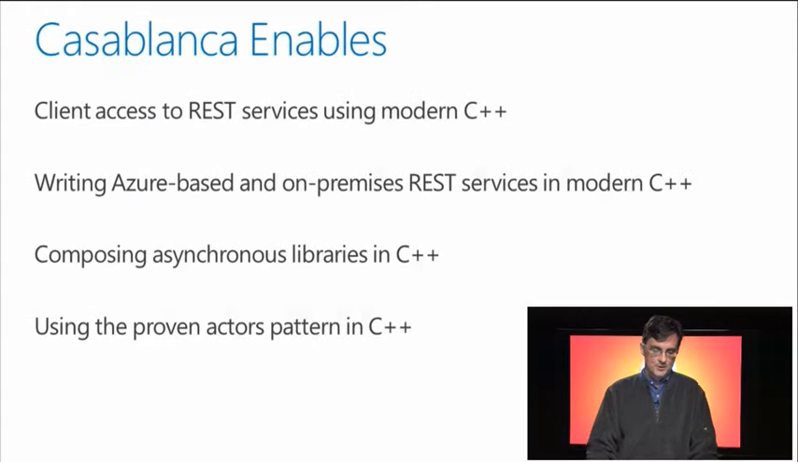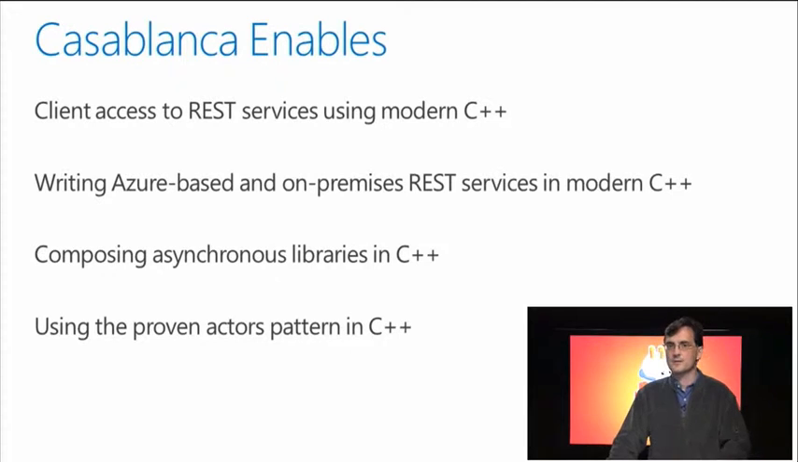What Casablanca enables here is, in the first iteration at least, accessing REST services using modern C++. And I'll describe shortly what I mean by modern C++. Writing Azure-based services as well as on-premise REST services in modern C++. Composing asynchronous libraries in C++. And we also enable what we consider a well-proven pattern called the actors pattern in C++.